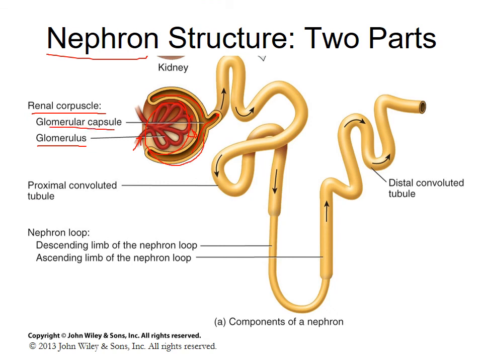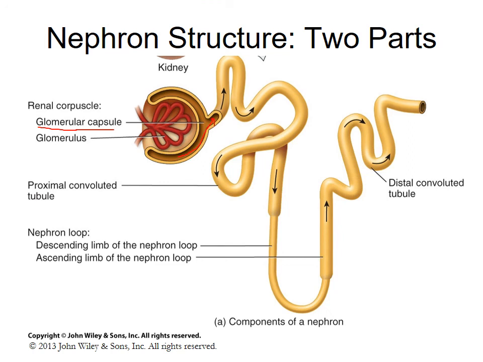So if you imagine that I had a sprinkler, and I could put a sprinkler inside of a room, and as the water is being pushed out, it's being caught by the walls. Well, the walls would be kind of the glomerular capsule. So they capture it and then send it on its way.